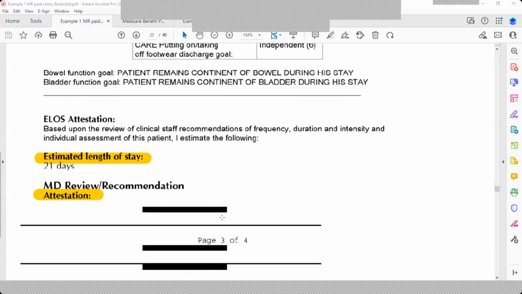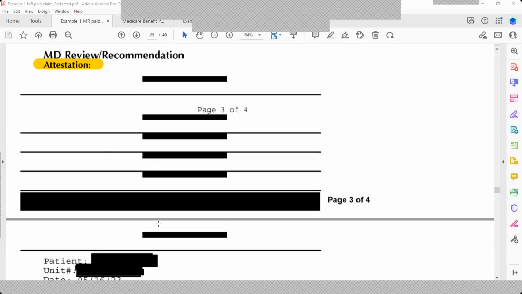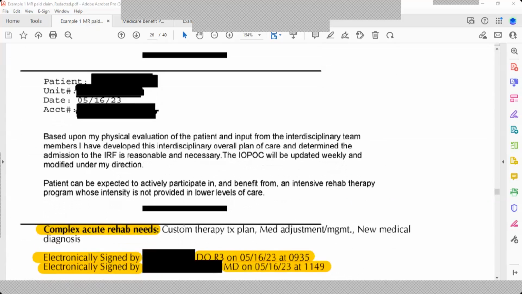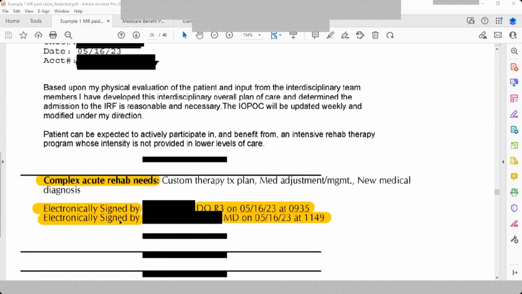We can see that the rehabilitation physician completed the attestation right here. And then both the rehabilitation physician, the resident, and the supervising rehabilitation physician electronically signed, dated, and timed the plan of care on May 16th, 2023.